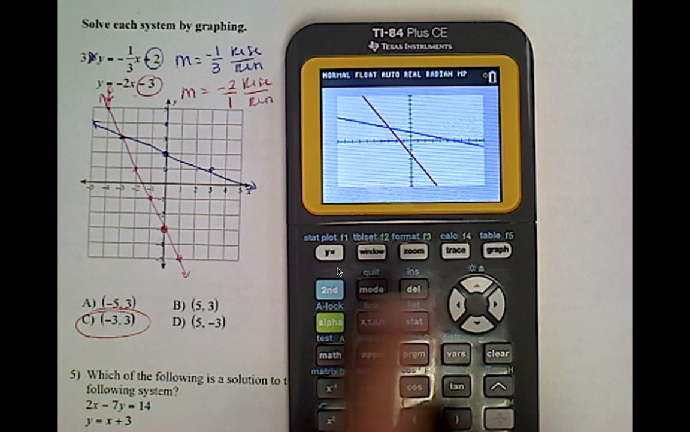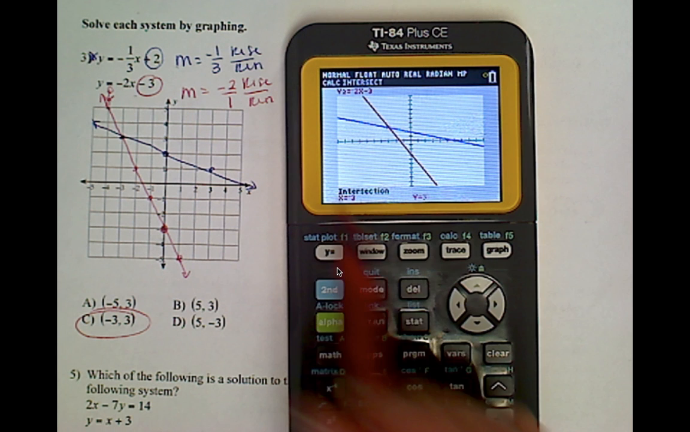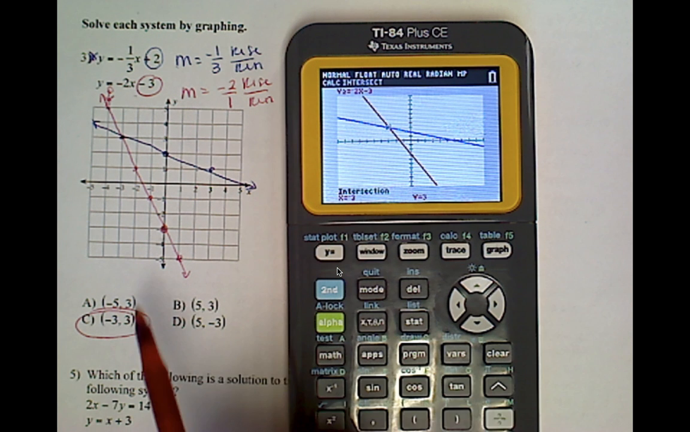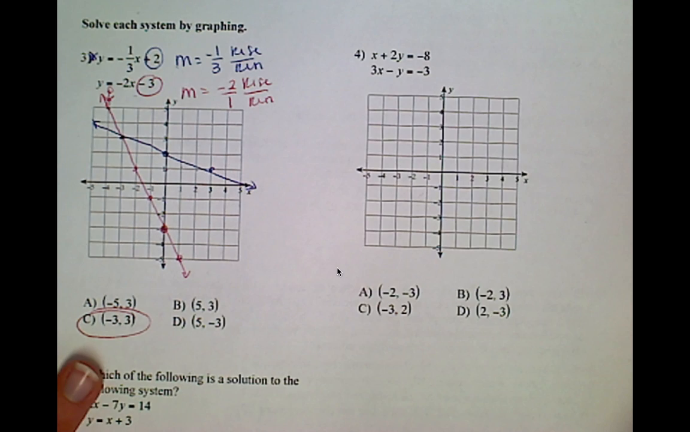Okay, so if I want to find their intersection, second, calc, 5, enter, enter, enter. And if you look at the bottom of the screen, negative 3, 3. So if you didn't even want to graph it, you could have just skipped right to there since it's a multiple choice test.